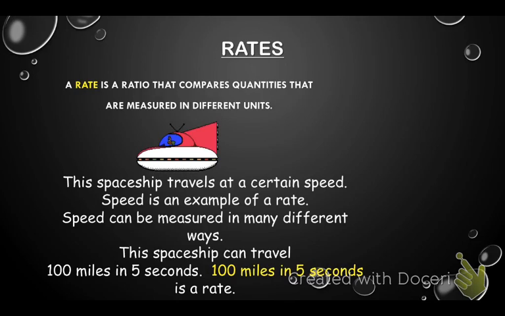Speed can be measured in many different ways. This spaceship can travel 100 miles in 5 seconds. 100 miles in 5 seconds is the rate. Remember, we talked about it being a comparison of quantities that are measured in different units. One unit is miles, the other one is seconds. So 100 miles in 5 seconds. Okay?